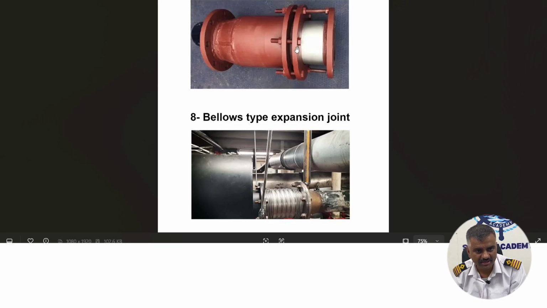Sleeve type expansion joint, given basically to accommodate pressure fluctuations. The pipeline is inside and there is a sleeve given outside. Okay, until then, in the next video we will discuss the other pipelines and fittings, and thank you for this.